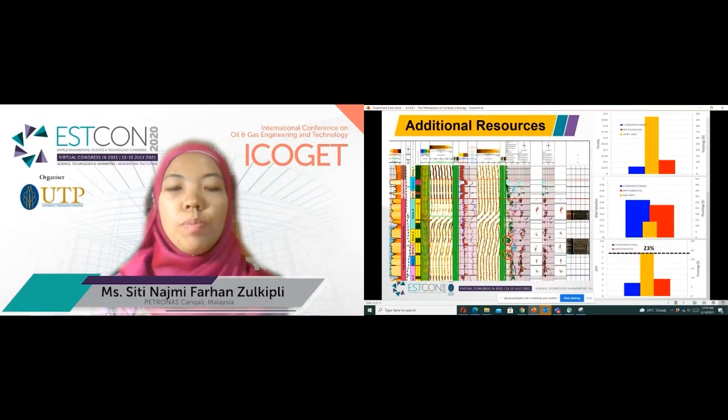Image log was also deployed and run in this well with the objective to determine the unique sedimentary features, identify the direction of sand deposition, and also to examine the possible lateral sand connectivity in between the wells. As a result of integrating all this available subsurface data, an additional 23% of hydrocarbon pore volume, which translates to additional hydrocarbon in place, was successfully recorded.